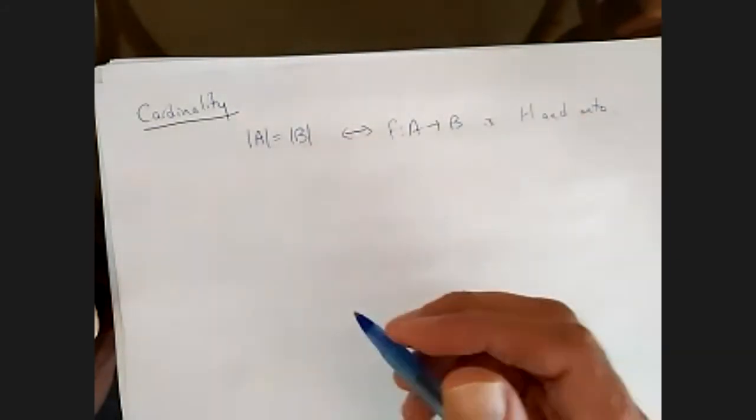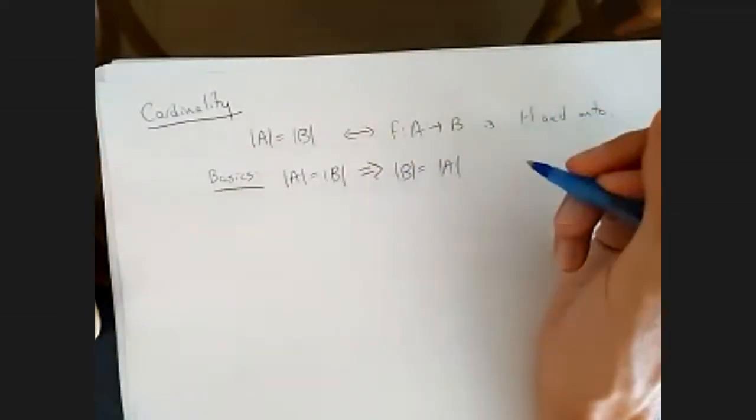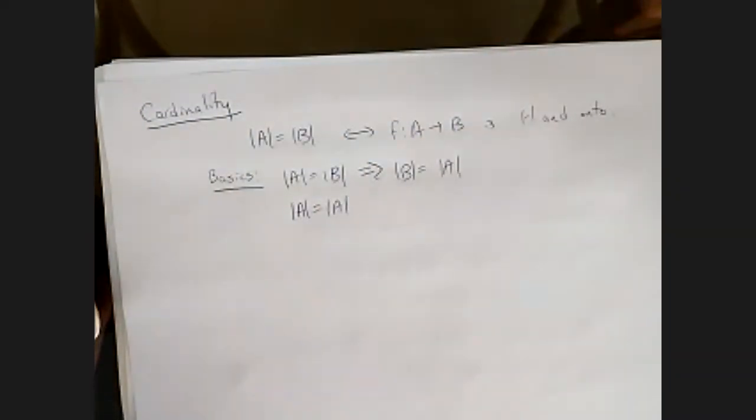Then we showed the basic properties. If the cardinality of A equals the cardinality of B, then we have a symmetric property. The cardinality of A equals the cardinality of A.